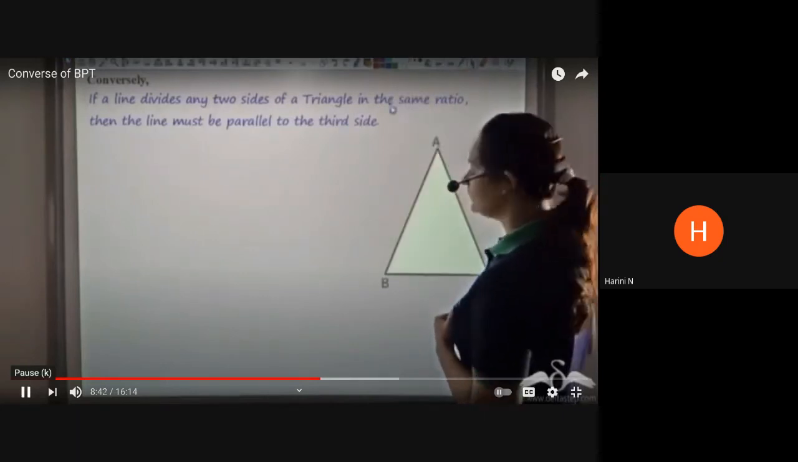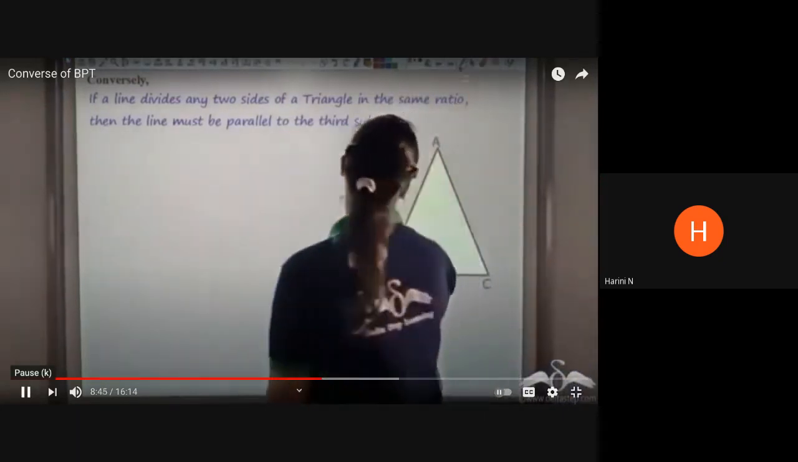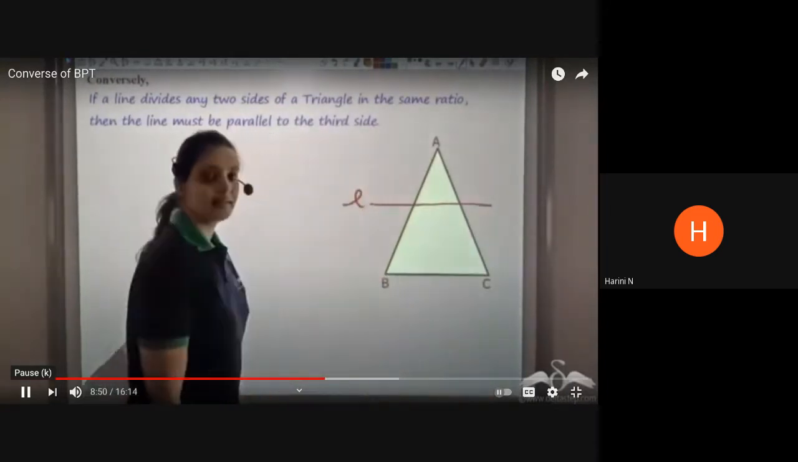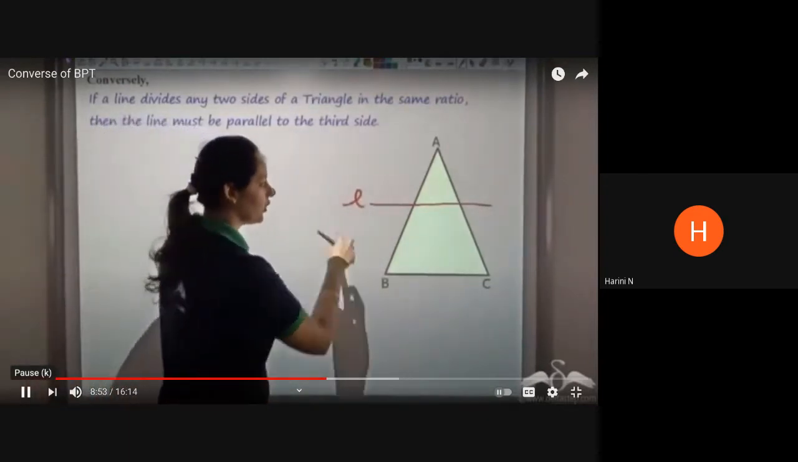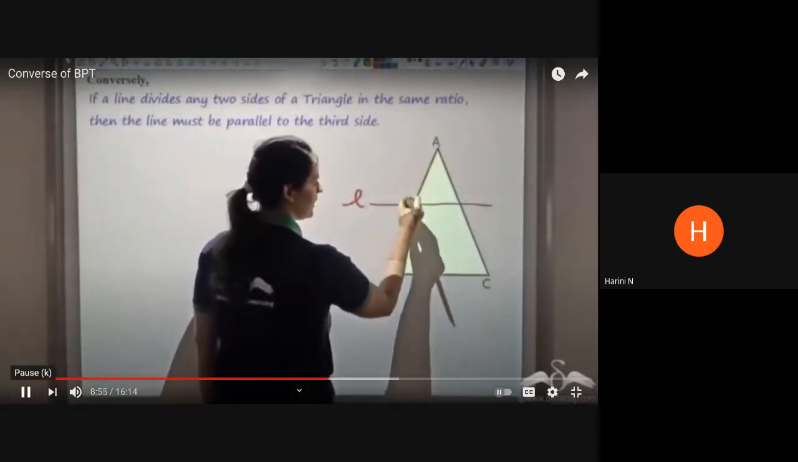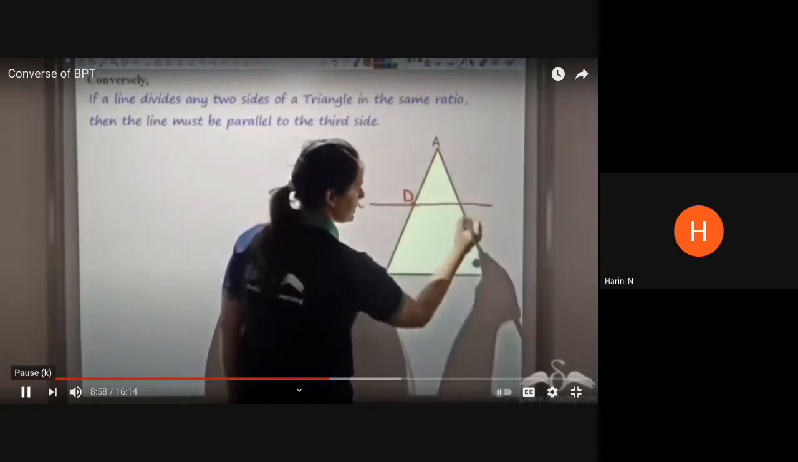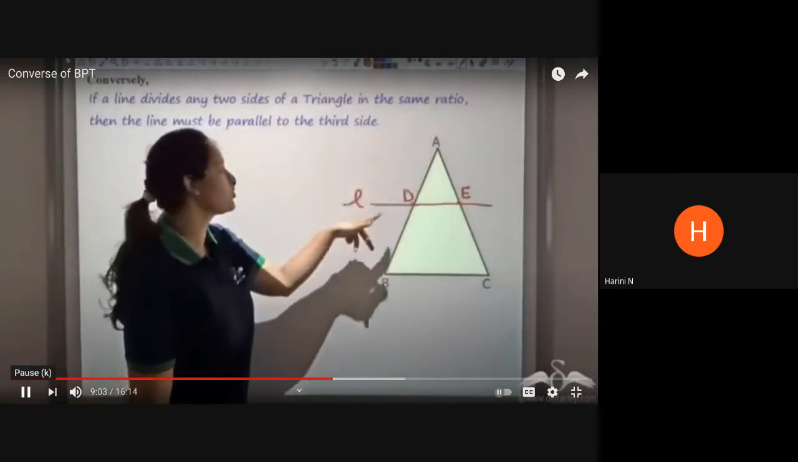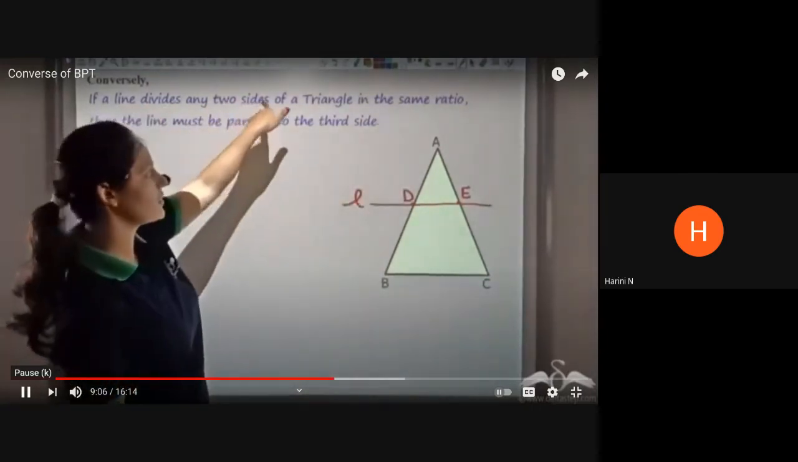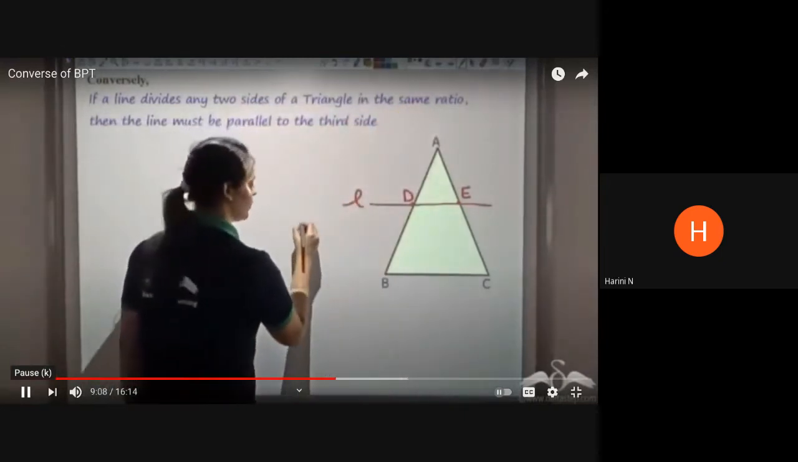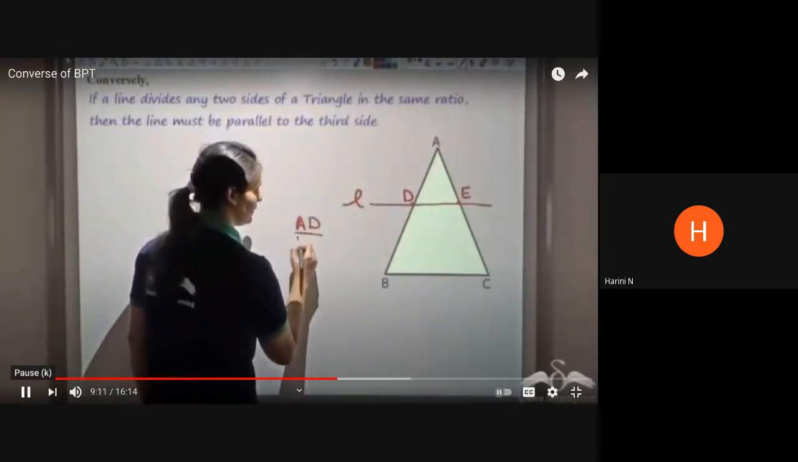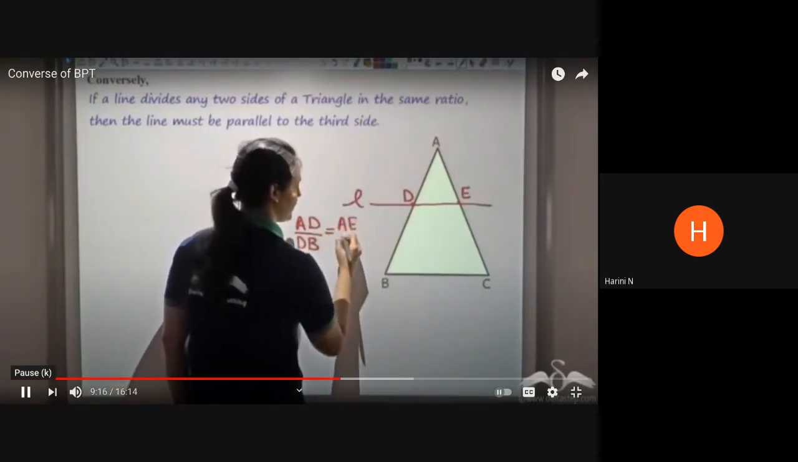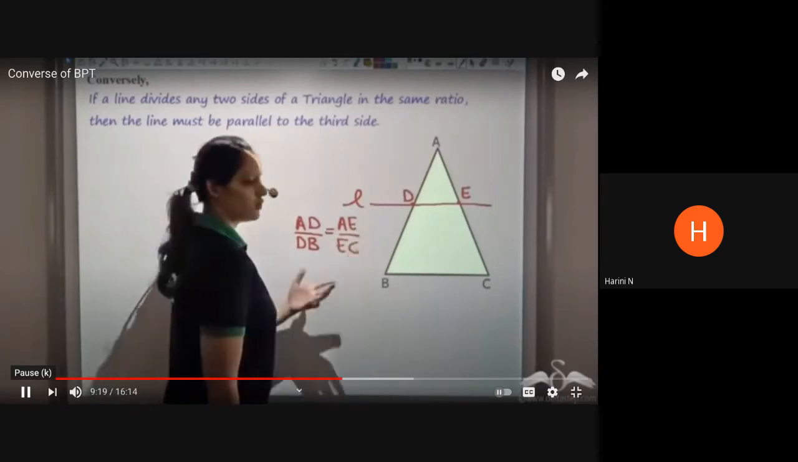So say we have a triangle. Now I draw a line on this triangle. Let's say this is line L, which I draw in such a way that it intersects AB at point D and AC at point E. And we say that the ratio is also equal. We are given that the line divides two sides in the same ratio. So we also know that AD by DB is equal to AE by EC. So this is what we are given.